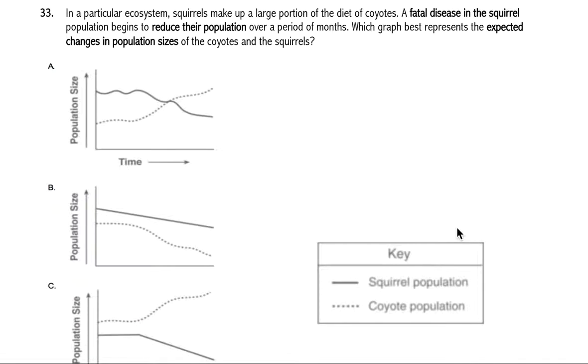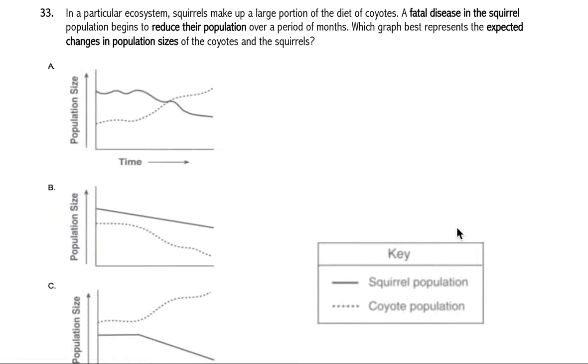Question 33. In a particular ecosystem, squirrels make up a large portion of the diet of coyotes. A fatal disease in the squirrel population begins to reduce their population over a period of months. Which graph best represents the expected changes in population sizes of the coyotes and squirrels?